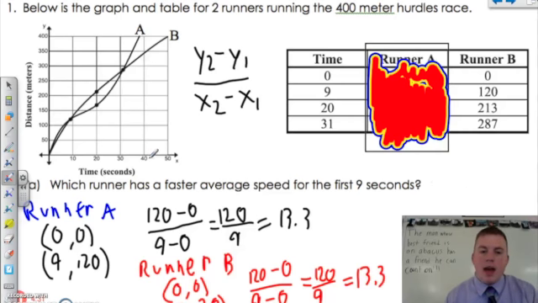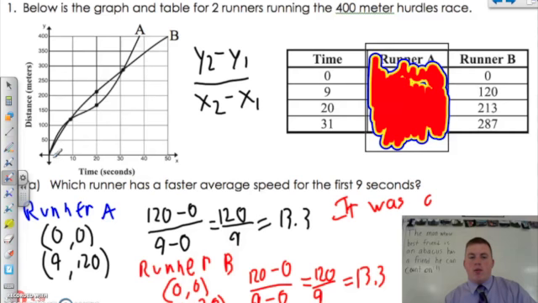And if you look at the graph for the first 9 seconds, it does look like at 9 seconds they're at the exact same spot. Now, even though one runner ran a little bit faster for a while, looks like runner A, runner B caught up to him, and they end up in the same spot at 9. So even though they ran at different rates for a little bit, their average rate of change was the same.